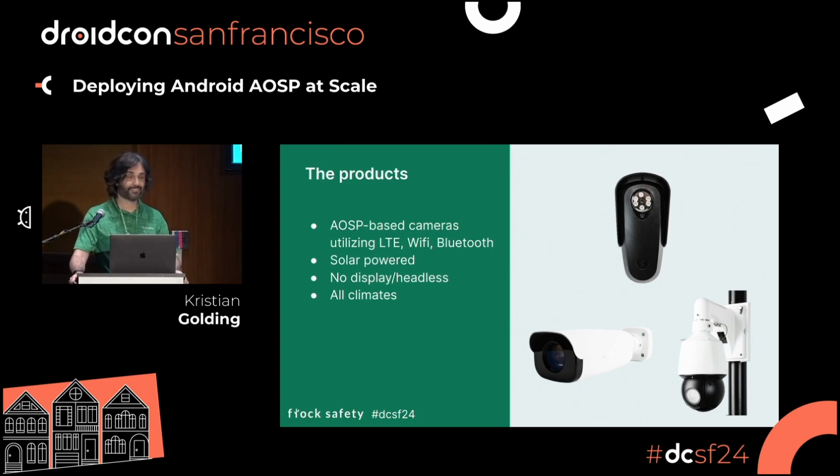The products themselves, you can see the top one just out the door. We've got an example of that. They're AOSP-based cameras that use LTE, Wi-Fi, and Bluetooth for connectivity. They are solar powered, so if you can dig a hole in the ground and put up a 12-foot pole, you can put one of these and a solar panel on the top, and you are good to go. As you can see, there is no display on these, which is a bit different to the other discussions and presentations we've seen around here. It is a headless device. And it really operates in all climates. We're talking below freezing to Death Valley type temperatures.